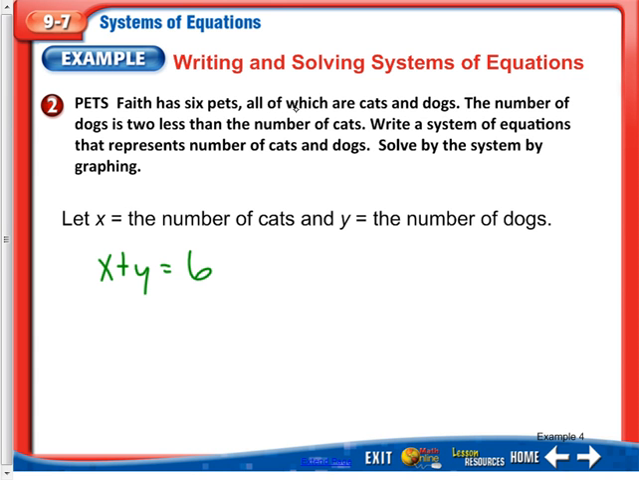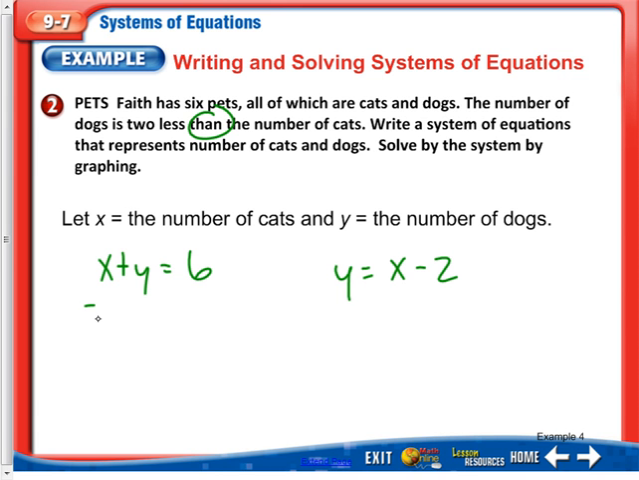Then it says the number of dogs is, so dogs is y, so dogs is 2 less than the number of cats. So I'm going to say x minus 2. It looks like 2 minus x, but the word then tells us to flip it. And we do need to follow that order because subtraction is not commutative.